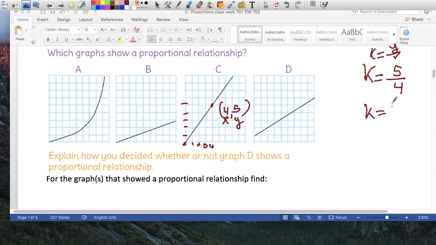This one actually divides nicely. You can write it as a decimal, because the previous one ended up being a repeating decimal. So this one, you can leave it like that, or you can write it as 1.25. So either or, doesn't matter. And on your equation, you can write y equals kx, or y equals 5/4 x, or y equals 1.25x. Either or would have been just fine.